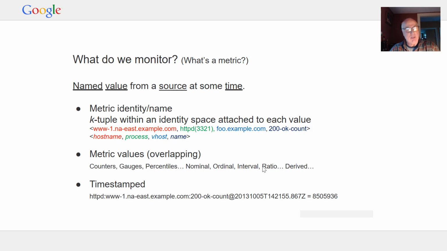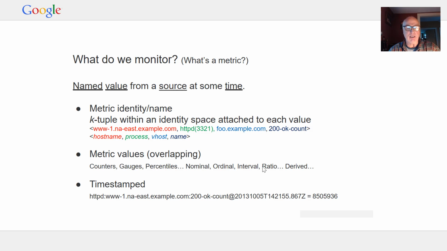Then we have what kind of values do those metrics represent? Are they counters? Are they gauges? Are they percentiles? Are they nominal, ordinal, interval, ratio, derived? All that kind of stuff matters. And then they need to be time stamped.